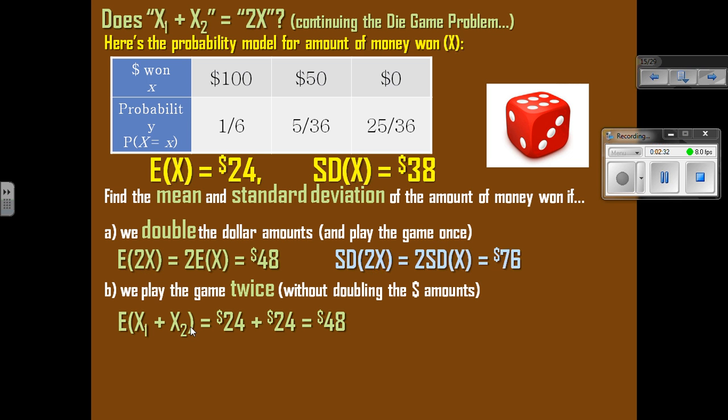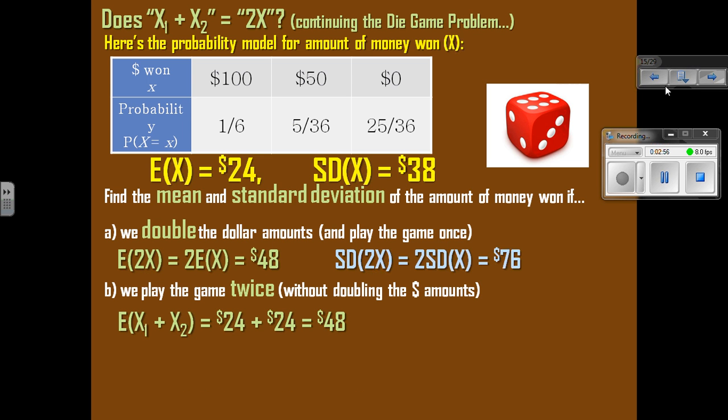But if we play the game twice, that's a little bit different. Playing the game twice means I keep the amounts the same, but I'm just doing it twice. So that's like saying x1 plus x2 as opposed to 2x, and that's a little bit different. So for expected value, we're just going to do E of x plus E of x, so 24 plus 24 is 48. That's the same as what we got for the 2x one.